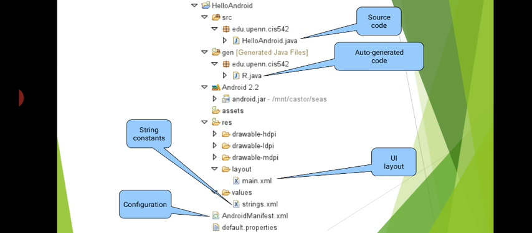The files that are stored are normally shown like this. Here HelloAndroid.java is the source code. Auto-generated code is stored in R.java, and the UI layout is stored in main.xml. String constants will be stored in strings.xml. All the configurations and the structure of how the files are stored is shown in this particular slide.